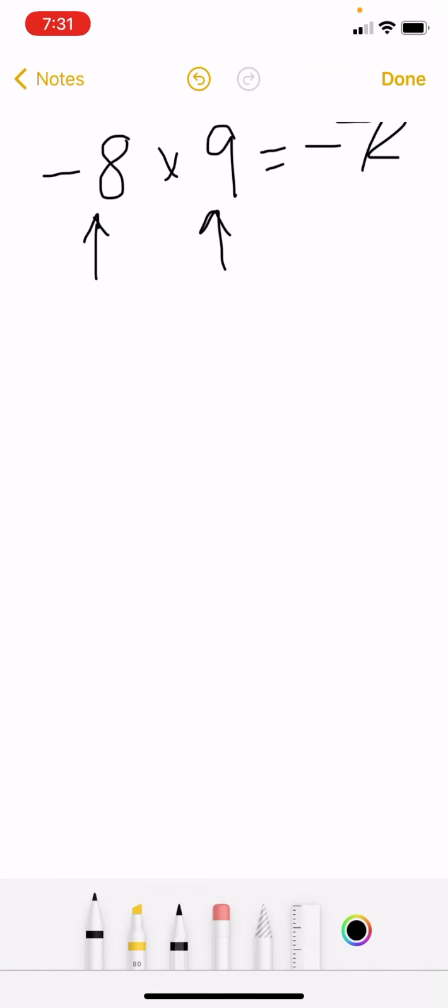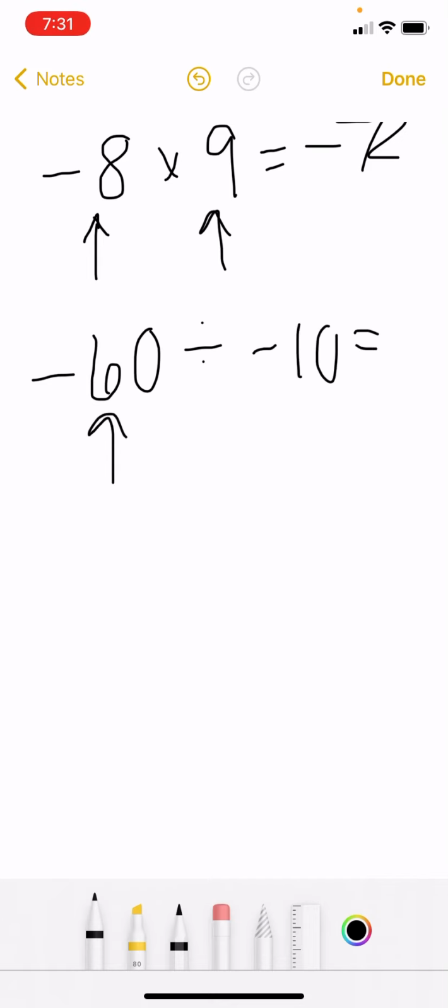You can also think of it this way: if you have one negative, you're going to get a negative answer, and if you have two negatives, you're going to get a positive answer. The same rule applies to dividing. If I were to look at -60 and divide it by -10, something bad happening to someone bad, we think that's good, so that would result in a +6.